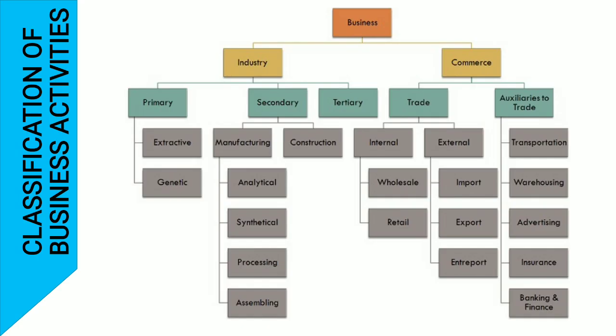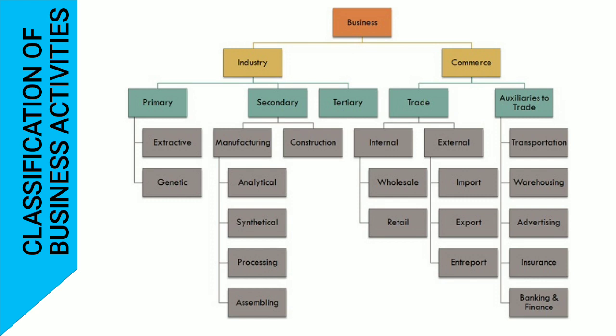So that was all about the economic activities, non-economic activities, then the different types of economic activities and the differences between the different economic activities. So here we are again to continue with the different types of business activities. In this chapter we have to discuss this complete chart.